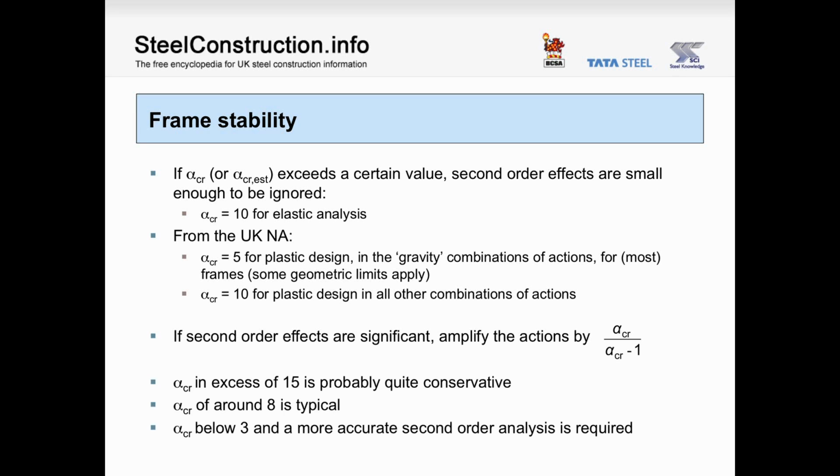Typically, if we find that alpha crit is greater than about 15, in my view the frame is probably a little bit conservative. A value around about 8 is more typical for well-designed frames. If alpha crit is below 3, then the Eurocode says that the approximate methods given in the standard are no longer good enough and we must do a second order analysis. In my opinion, if alpha crit is down towards 3, then probably we need to think about increasing the members in our frame.